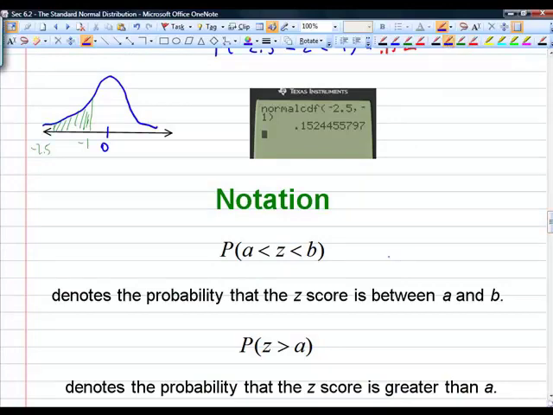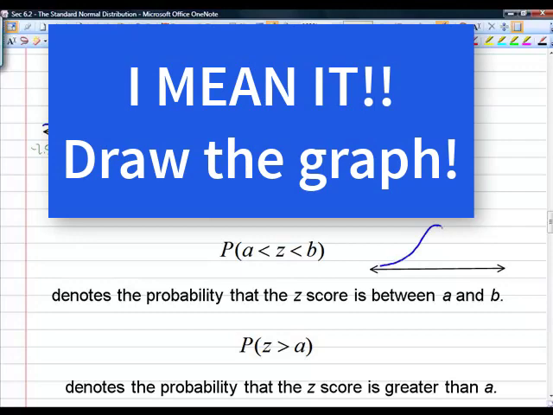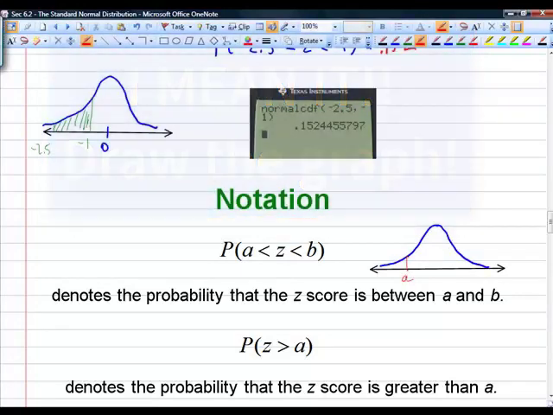That's what we use whenever we are given values for a and b. And it doesn't matter where those values for a and b fall on the graph. You still want to draw the graph that goes with this probability. Always draw the graphs in these problems. And your a will always be to the left of b. And your b could be right here. And that means that you're trying to find the area of this shaded region. On your calculator then you would type in normal CDF a, comma, b.